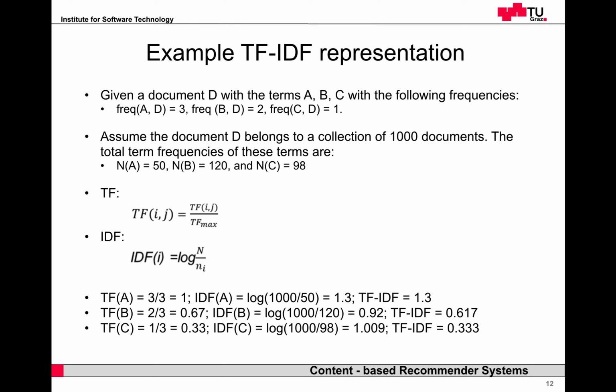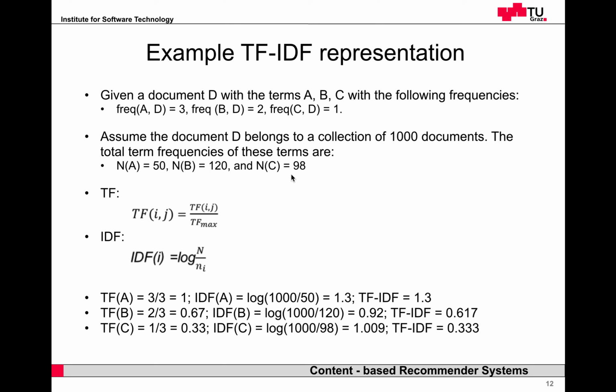Next, I'm gonna show you an example of how to calculate TF-IDF weights. Given a document D with the terms A, B, and C, the frequencies of terms A, B, and C are 3, 2, and 1 respectively. Assume the document D belongs to a collection of 1000 documents. So the total term frequencies of terms A, B, and C are 50, 120, and 98 respectively. Now we calculate the TF and IDF for each term as follows.